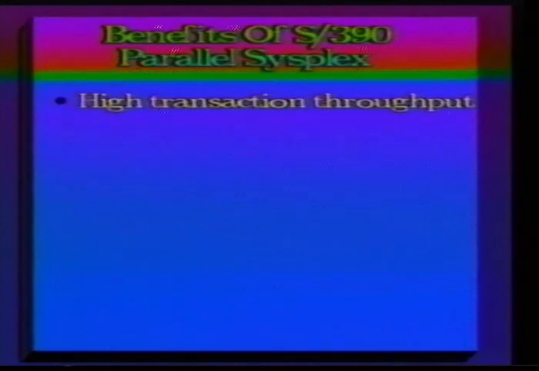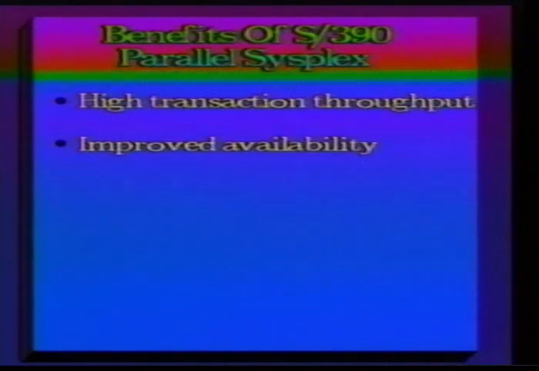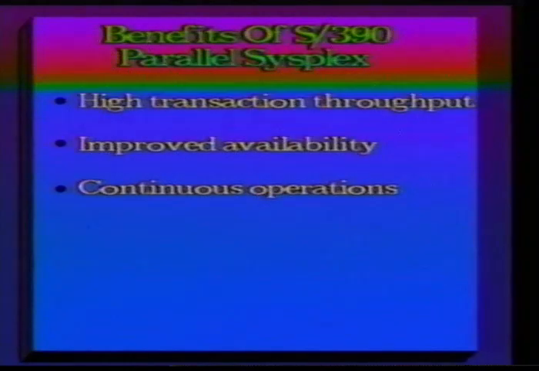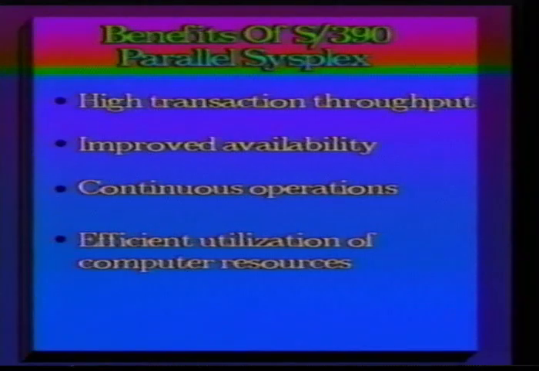The CICS Sysplex structure you've just seen provides many benefits to a CICS application. High transaction throughput by having many application instances spread over many systems. Improved availability by reducing the number of single points of failure. Continuous operations by providing the basic Sysplex structure, which allows system and application instances to be added, deleted, updated while the application continues to run. Efficient utilization of computing resources by cloning enough applications to keep the processors busy.